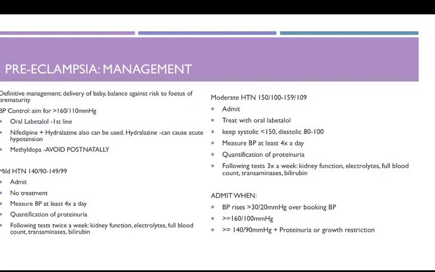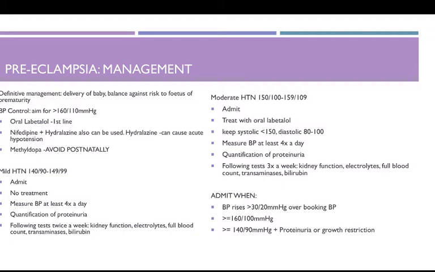Okay, so moderate hypertension. If they have a blood pressure between 150 over 100 to 159 over 109, they need to be admitted. They need to be treated with oral labetalol. You're going to aim for blood pressure less than 150. You're going to measure their blood pressure at least 4 times a day. Again, quantification of proteinuria, and you're going to do those blood tests 3 times a week rather than 2 times a week.